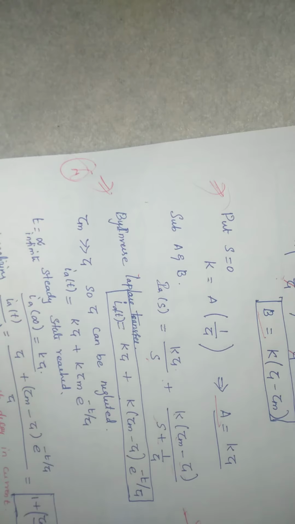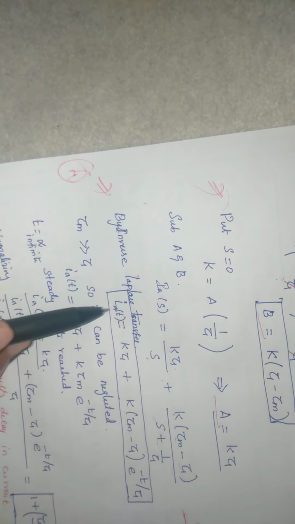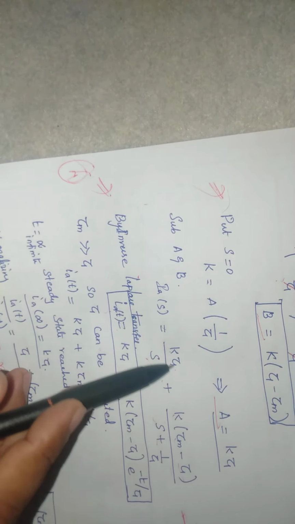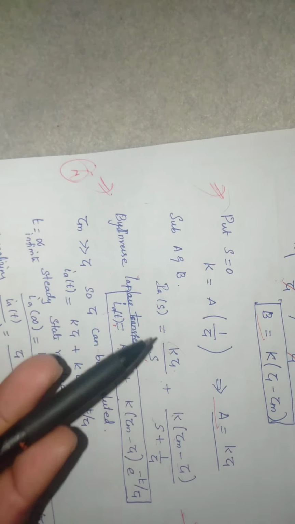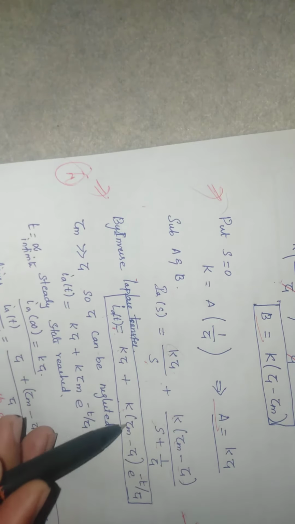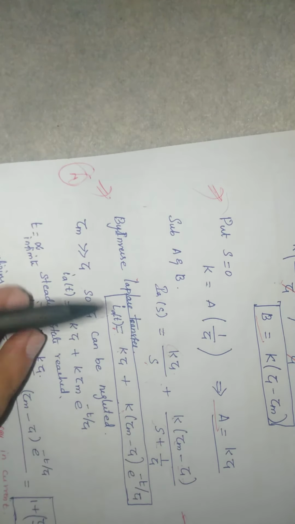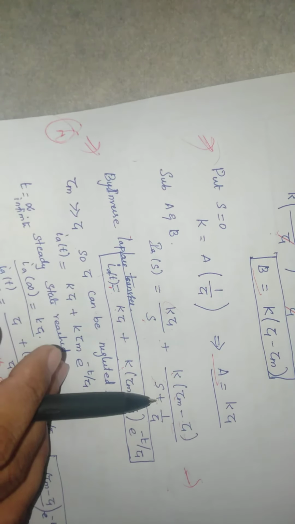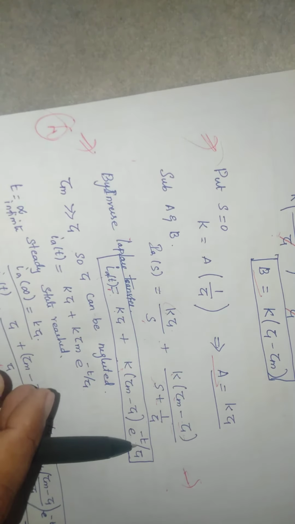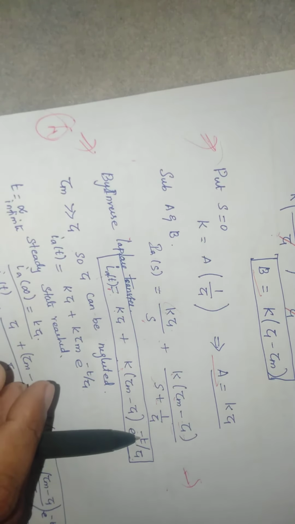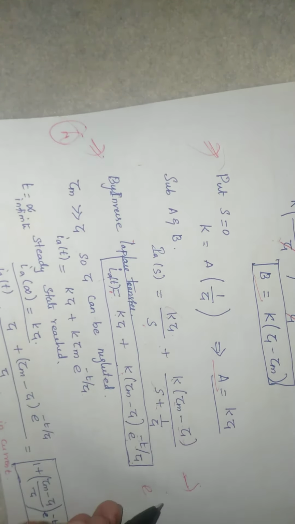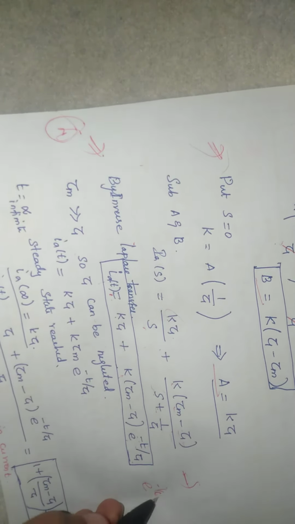Taking the inverse Laplace transform of Ia of s, we get Ia of t. The first term is considered a constant, so we take 1 divided by s. The inverse Laplace transform gives 1, plus k into tau m minus tau 1 divided by s plus 1 divided by tau 1. The term 1 divided by s plus 1 divided by tau 1 gives e power minus t divided by tau 1.